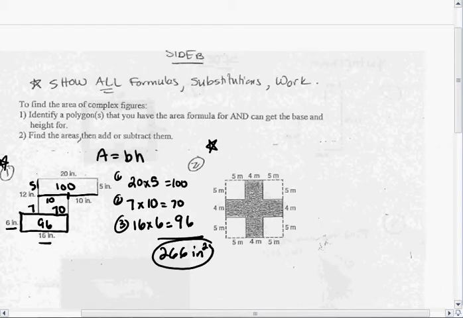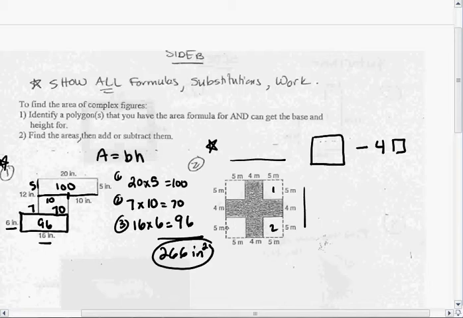Number 2, there are several ways I can go about this problem here. I could figure out the area of that whole square, right? It's a square. It's the same both length and width. And then subtract 4 of the little squares, right? 1, 2, 3, 4. By subtracting, I'm basically cutting away those white parts and leaving the cross behind.